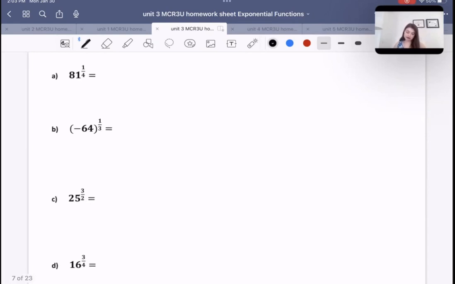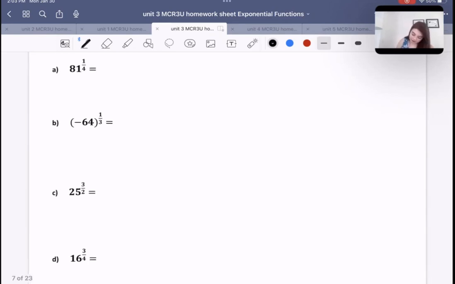The first one is 81 to the 1/4. Okay, so that means this is the same as the fourth root of 81, because our power is just the 1, and 4 is on the bottom, so that's our root. So what's the fourth root of 81? Well, that's going to be 3, right? Because 3 times 3 times 3 times 3 is 81. So 3 is our answer here.